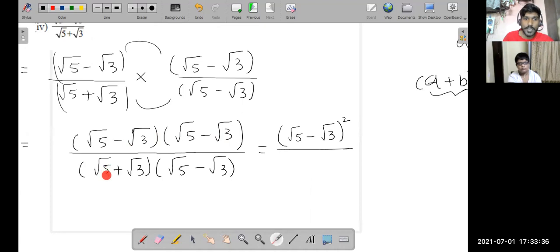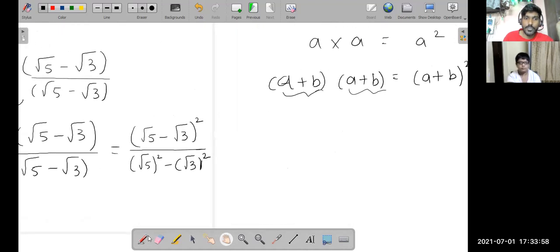What is the denominator? A plus B, A minus B. So what will it become? Root 5 whole square, minus root 3 whole square. Okay. Now here two formulas have to be used.